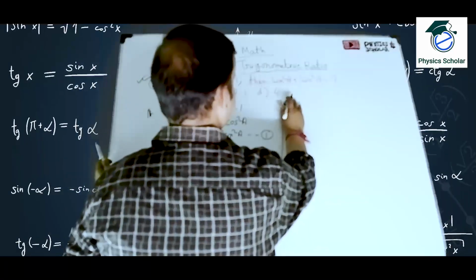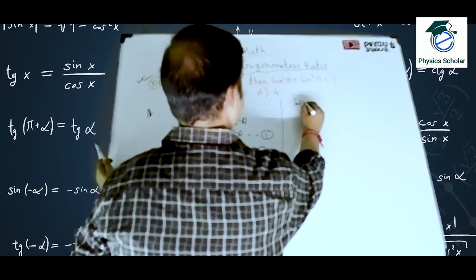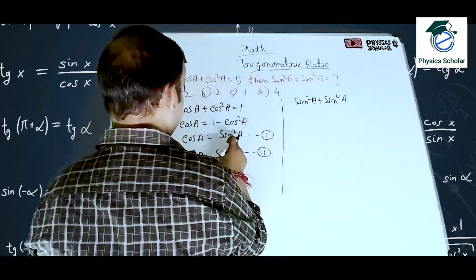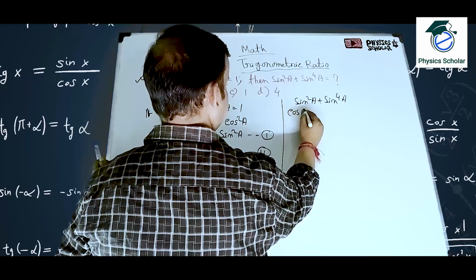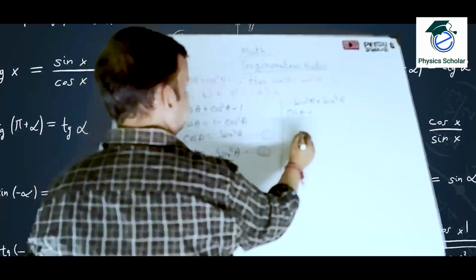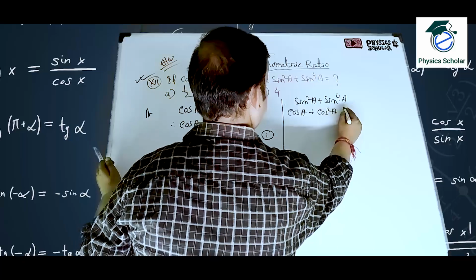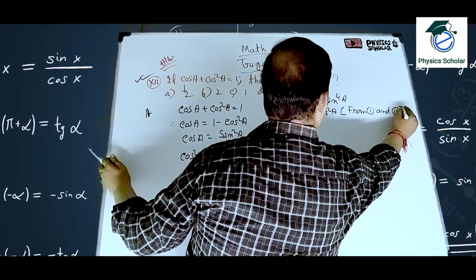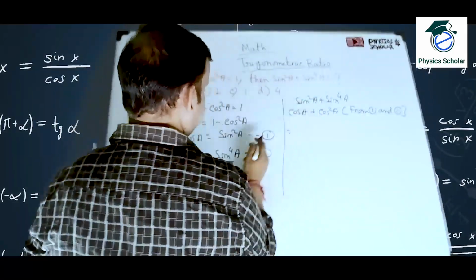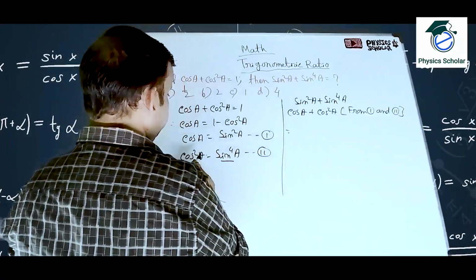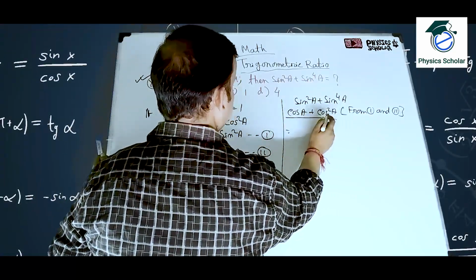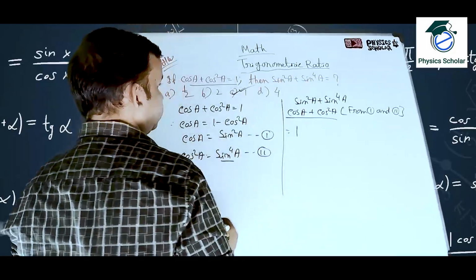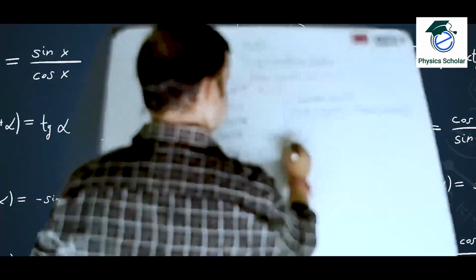Okay, so now what is given? Sin square A plus sin to the power 4A. What is sin square A? That means cos A. And what is sin to the 4A? That is cos square A. From 1 and 2, sin square A means cos A we are writing, sin to the 4A means cos square A we are writing. Now it is given cos A plus cos square A means what? 1. So that means which answer? Option number 3rd. Clear? So that is your answer.